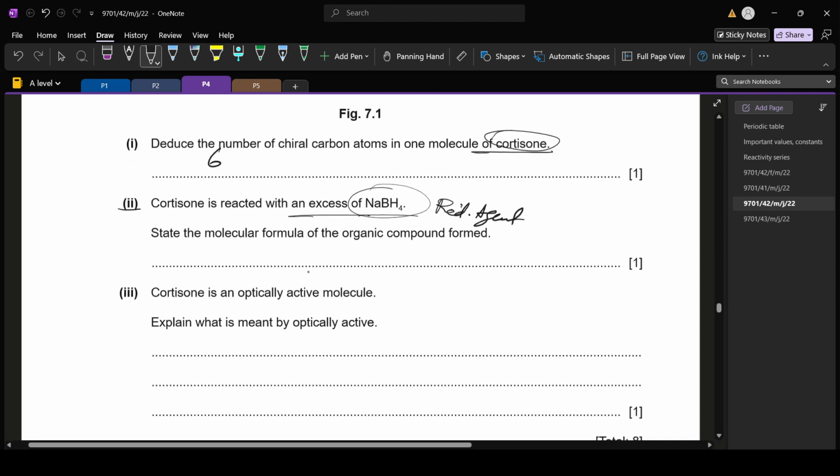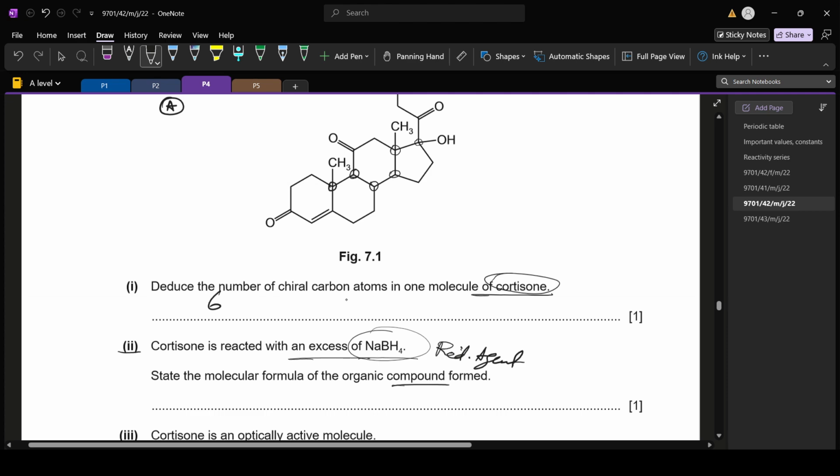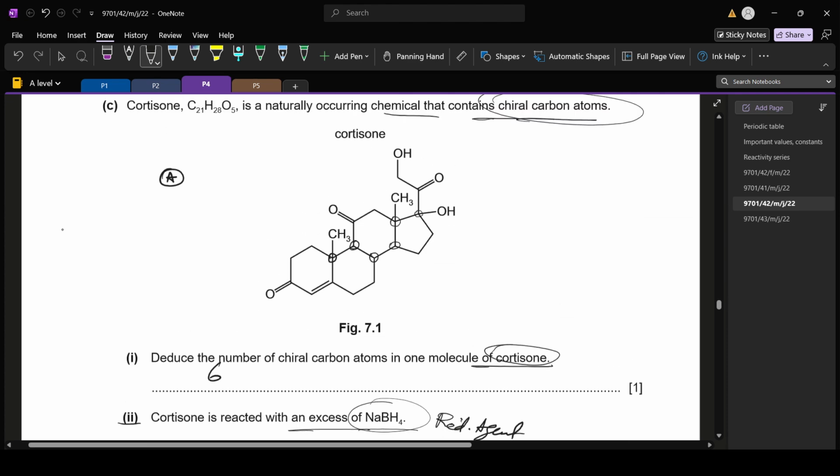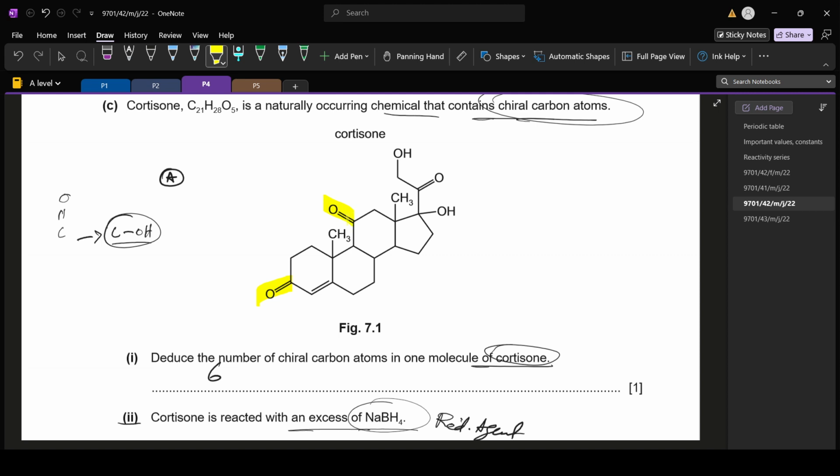Okay, now state the molecular formula of the organic compound formed. So now this reducing agent will reduce the carbonyl group into an alcohol group. Anywhere you find a carbonyl group will be reduced. Let's say this carbonyl group and this carbonyl group, these ketone groups, all will be reduced to OH groups. Okay, and this double bond is unchanged. This double bond will not be reduced.